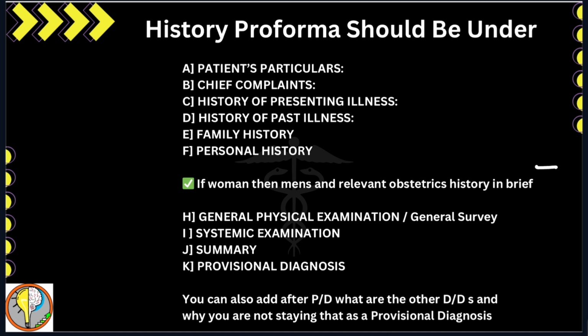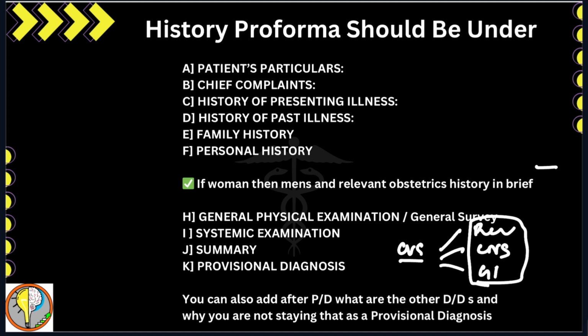Then the examination part. Here you will do general physical examination or general survey, then systemic examination. One thing you should keep in mind is that if, suppose, you are given a CVS case, you should also look for any other problem in respiratory, CNS, and GI systems. Otherwise you can write that other systems are normal, but you should at least look. It will not take that much time, but you can be assured that there is nothing there.